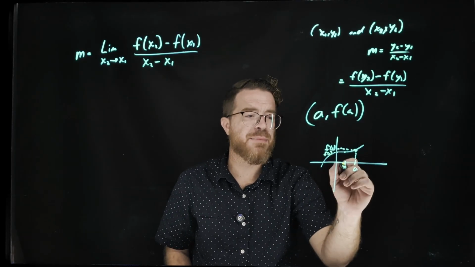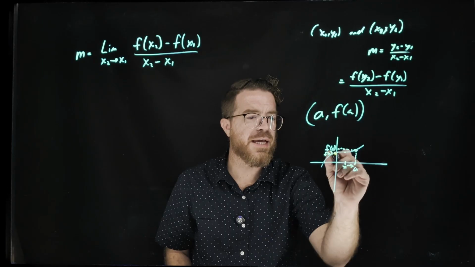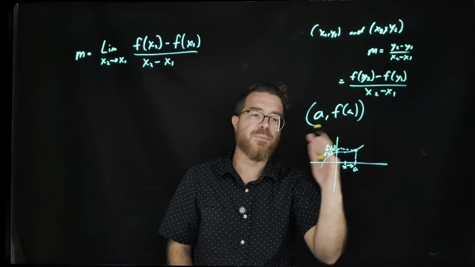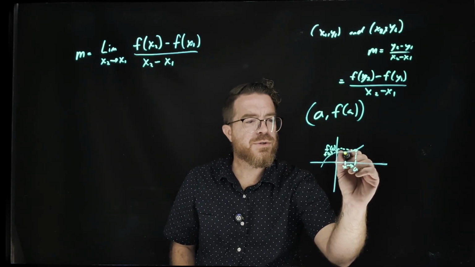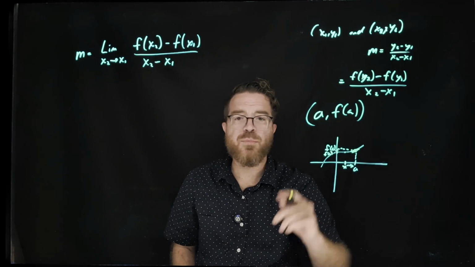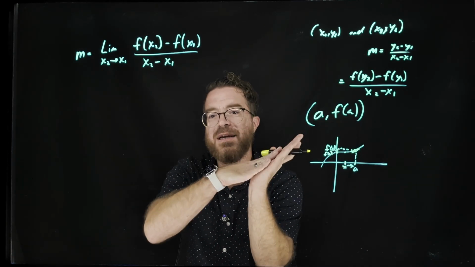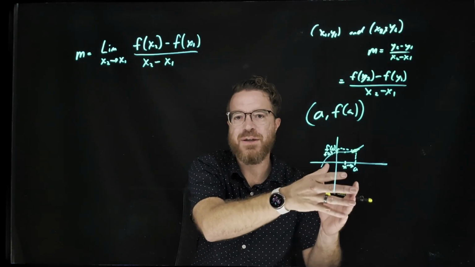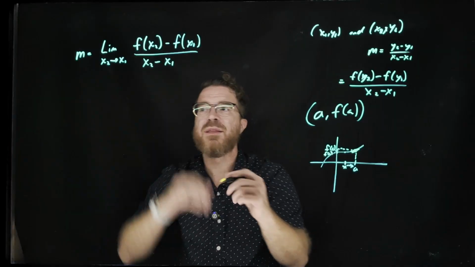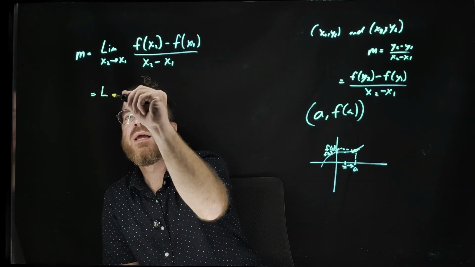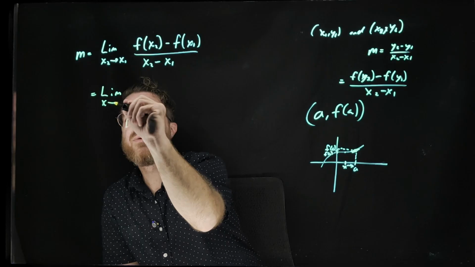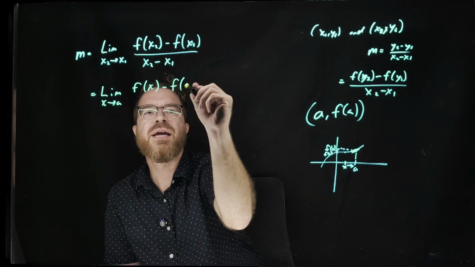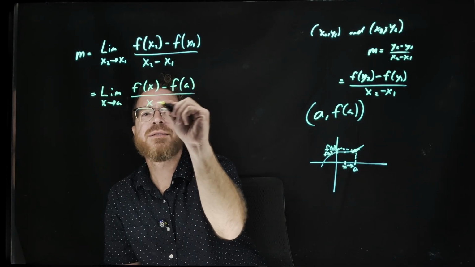This is my f of x. And pretty much we're taking the limit as this x approaches this a, and our f of x approaches this f of a, and we're getting closer and closer and closer until we are infinitesimally close to where we're getting a slope at that single specific point. So now, because we're approaching this value a, I'm going to replace my x1 with this. So this is going to then be equal to the limit as x approaches a, f of x minus f of a divided by x minus a.